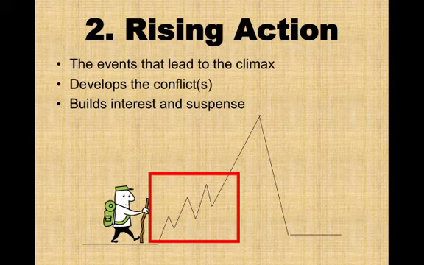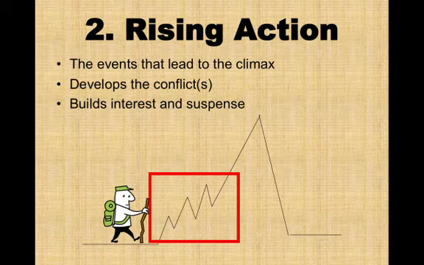Okay, the part on the plot diagram that you label number 2 is the rising action, this big red rectangle area. It is the events that lead to the climax, which is why in our plot diagram they're indicated by little mini mountains as part of the whole mountain. Each of those little mini mountains or steps is an event, and the rising action develops the conflict further, or conflicts if there's more than one, and it builds interest and suspense.